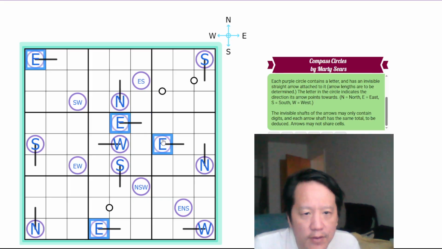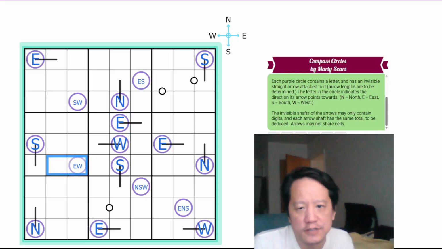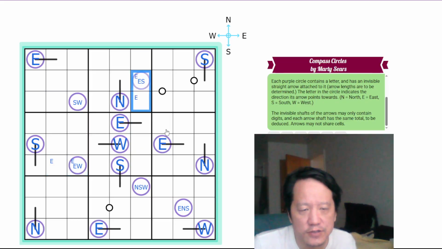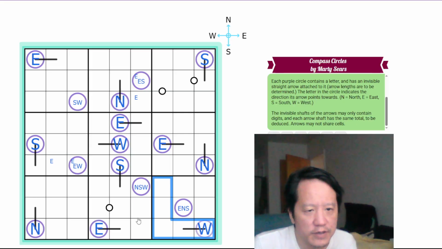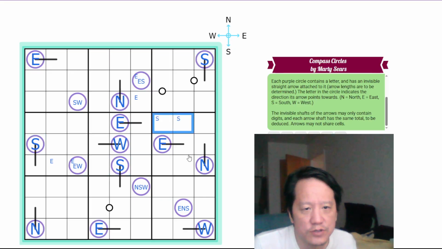Okay. Where is east? East has to be in one of these 2 cells in box 4, in one of these 2 cells in box 2. No east there. Okay, south has to be one of those 2 cells. West, don't really have that many restrictions there. North, don't really have that many restrictions there.